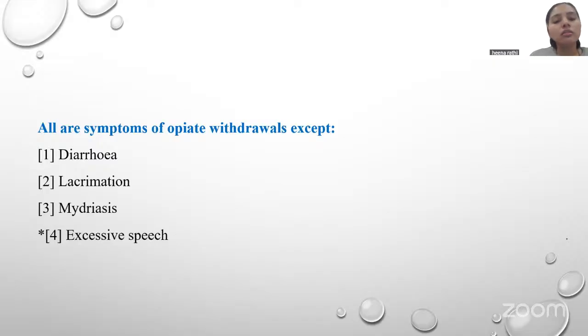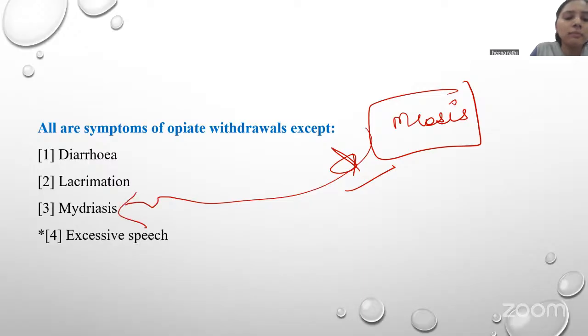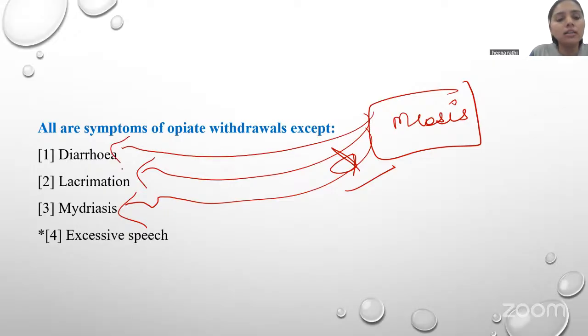All are the symptoms of opioid withdrawal except... As we know, opioids produce constipation in the person. They produce dryness of the eye, dryness, and the special feature seen with the opioid addict is the miosis. So when the withdrawal is there, this miosis will convert into mydriasis. There will be lacrimation, constipation will change to diarrhea, but there is no action on the speech. So excessive speech is not seen.